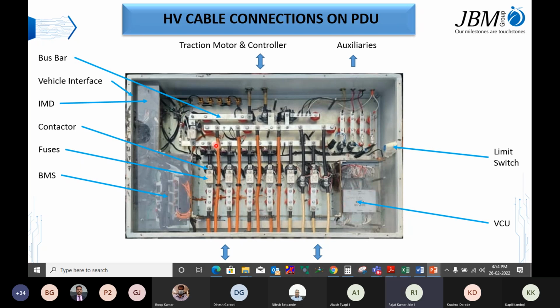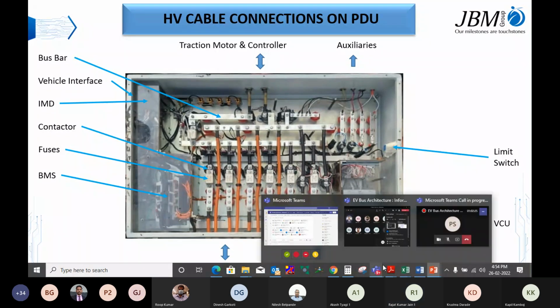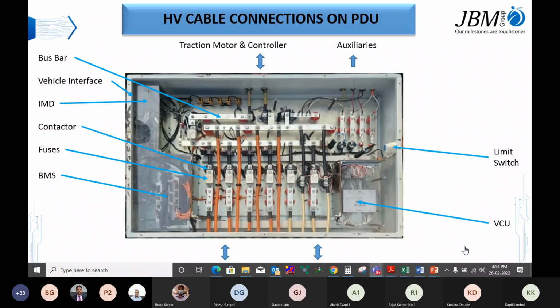So in this, I think everything is covered. Okay, if anyone has a question regarding the PDU.